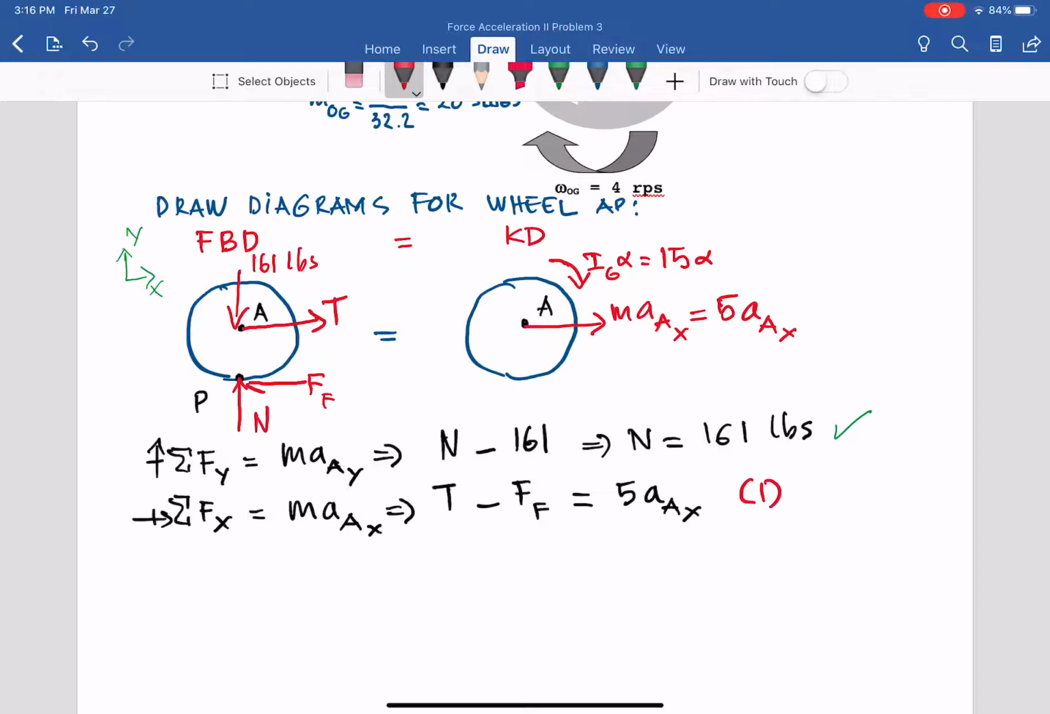Then we will have the moment equation. I'm going to take moment about A, the center of mass. You may check the solution in the PDF file to find another way, taking moment about the point of contact P. You can take moment about the point of contact P.